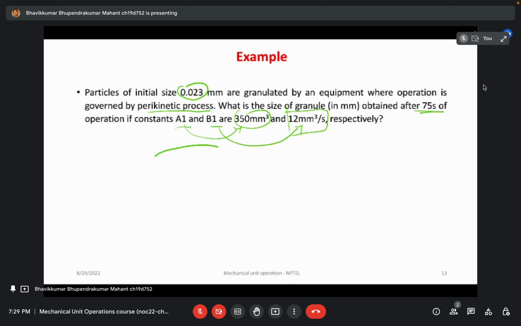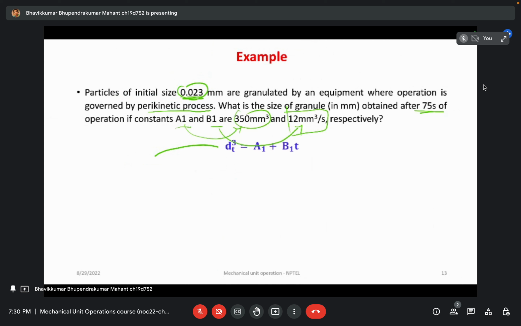In any numerical, if there is one, it will be there in an exam or assignment. So the initial particle size you need to keep in mind is 0.023 mm, which is a comparatively fine particle.